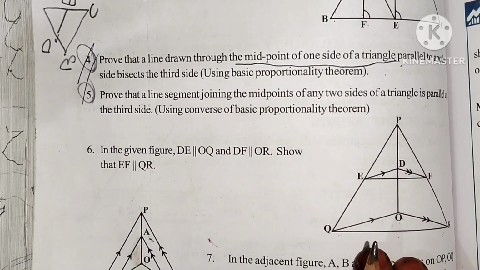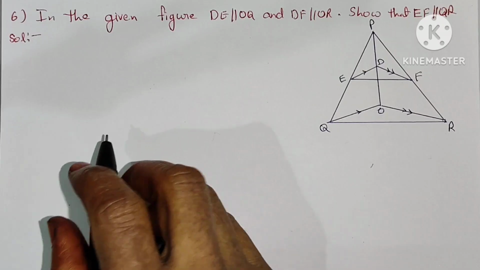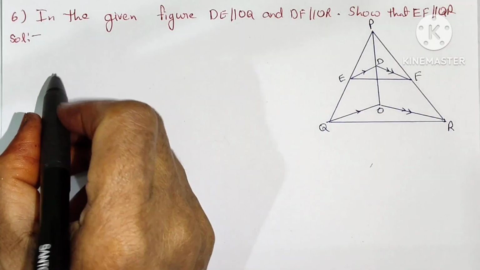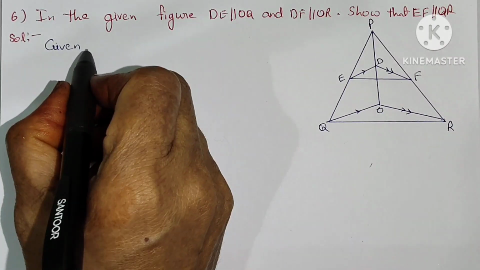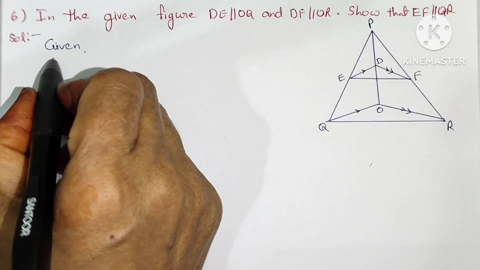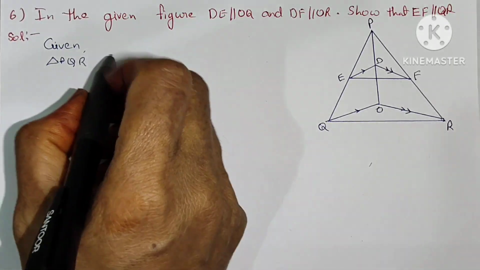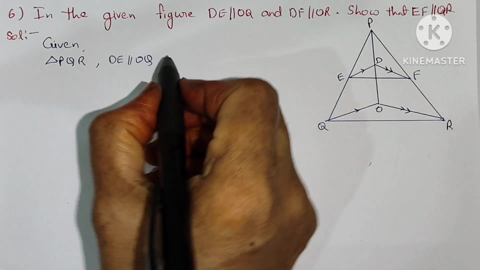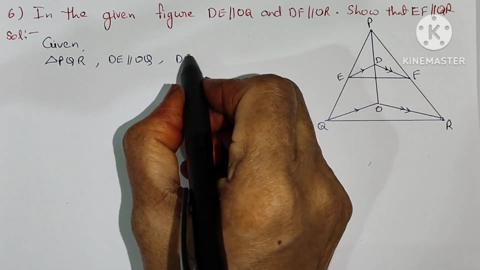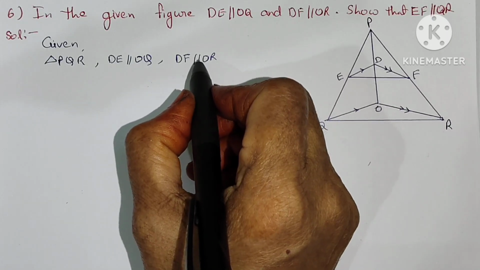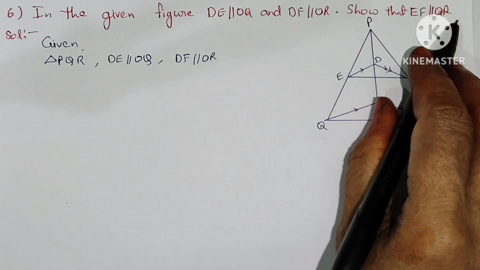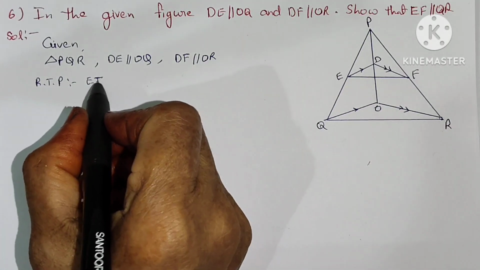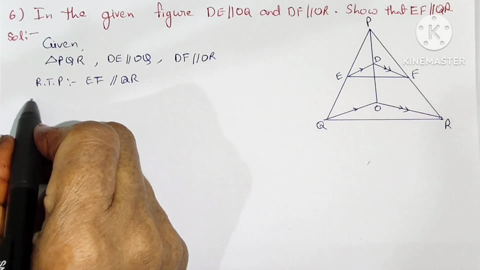Here we use the basic proportionality theorem. First we write the given data. Given: in triangle PQR, DE is parallel to OQ and DF is parallel to OR. We are required to prove that EF is parallel to QR. Now we write the proof.